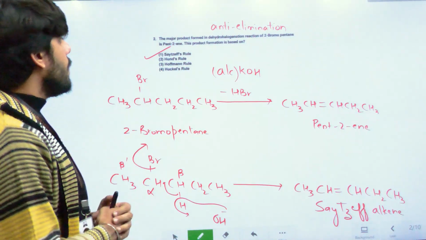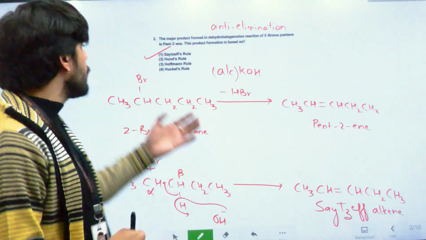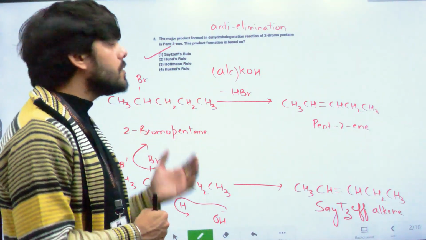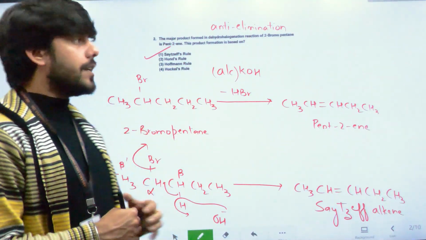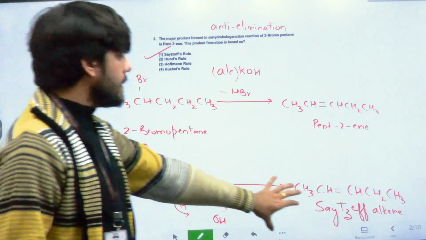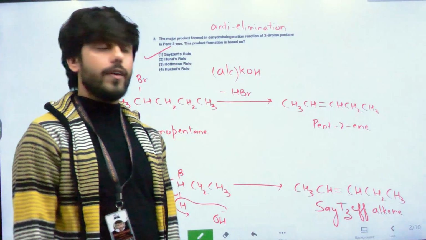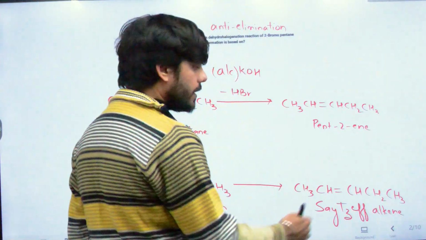Now Hund's rule, we studied in the structure of atom, Hund's rule of maximum multiplicity. Hofmann rule we have just discussed. Huckel's rule is for aromaticity. So this is the Saytzeff alkene, and Saytzeff rule governs the formation of this type of alkene. I hope this is clear as well. Now let us move to the next question.